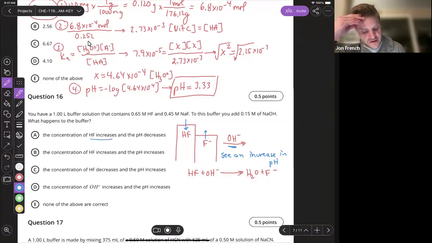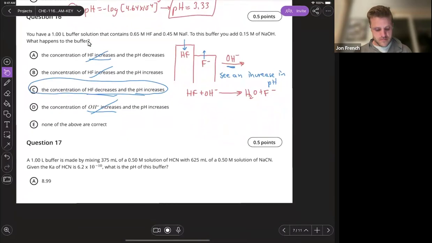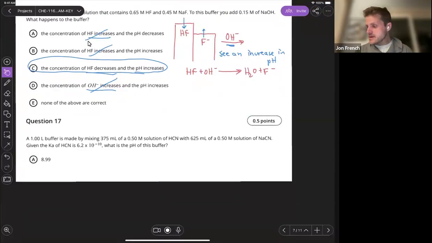So concentration of HF increases. Nope, we know it's the opposite, so we can cancel out that. We know all the hydroxides react, so we can cancel out D as well. The concentration of HF decreases, yeah, because the hydroxide reacts with it, and as a result, the pH increases. So choice C for question 16. All right, we'll do 17, 19, and then I'll take a break there.